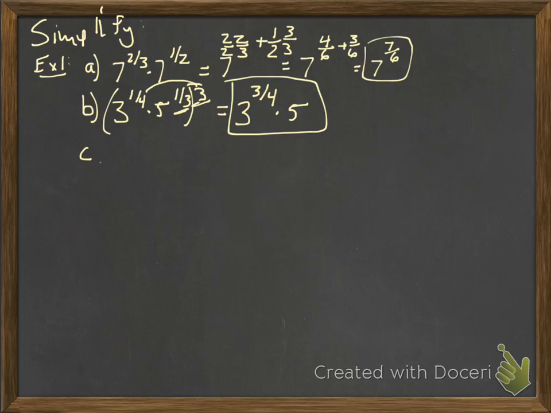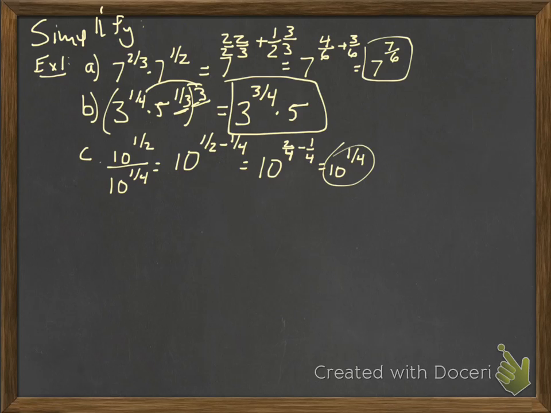C. I have 10 to the 1/2 power over 10 to the 1/4 power. I have a quotient property here I need to use. I'm going to have to subtract the top exponent 1/2 minus the bottom exponent 1/4. Once again, if you are adding or subtracting fractions, you need a common denominator. The common denominator here is going to be 4, right? So I'd have to change 1/2 into 2 over 4 minus 1 over 4. That's really going to be 10 to the positive 1/4 power, and we are all set there.